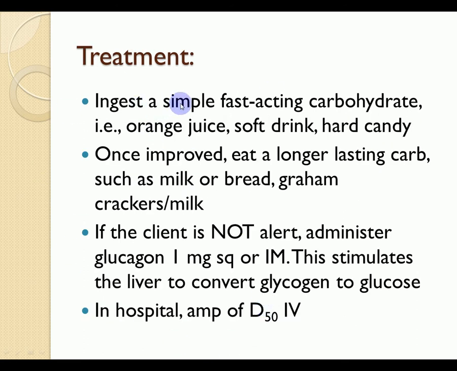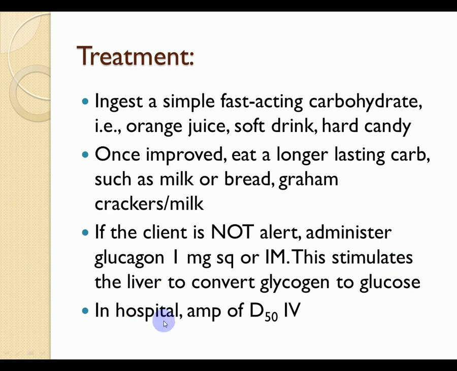Treatment: ingest a simple fast-acting carb, such as orange juice, soft drink, or hard candy. Most of you saw when we did our little experiment how much sugar content is in most of these things, so you know it doesn't take much to get it back up. Once improved, then you want to eat a longer lasting carb, such as milk and graham crackers, which is a good one, or bread. If the client is not alert, administer glucagon, 1 milligram sub-Q or IM. This stimulates the liver to convert glycogen to glucose and release it.